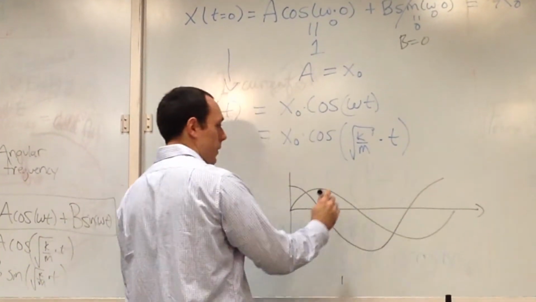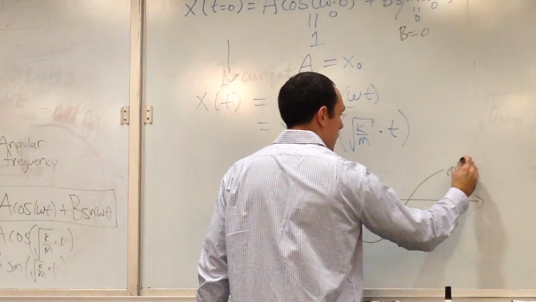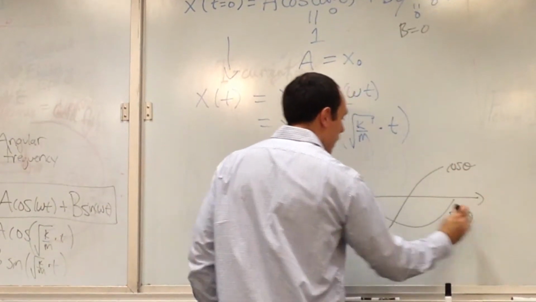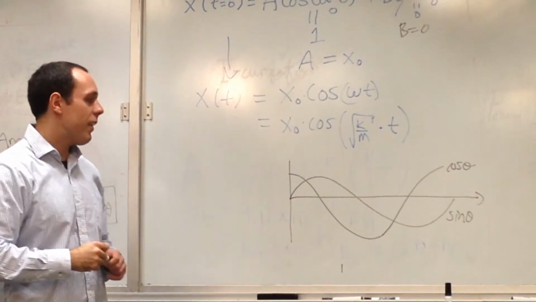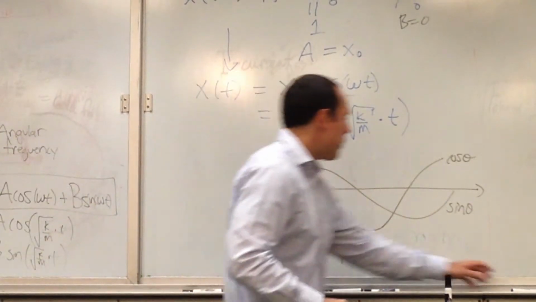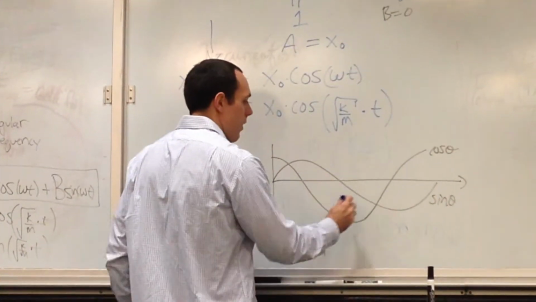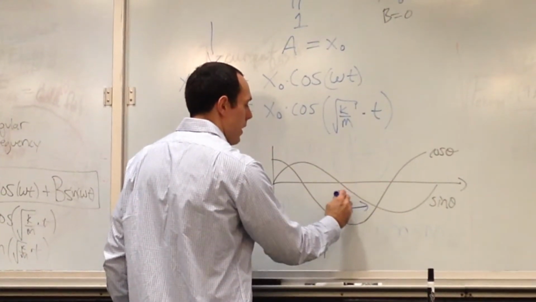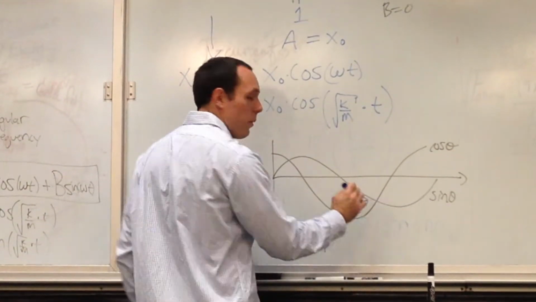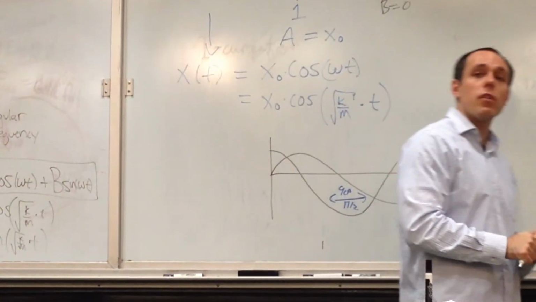This is the cosine. Cosine of an angle theta, sine of an angle theta. They are exactly the same, except they just happen to be off by 90 degrees, or pi over 2. So that's why cosine and sine are the same.